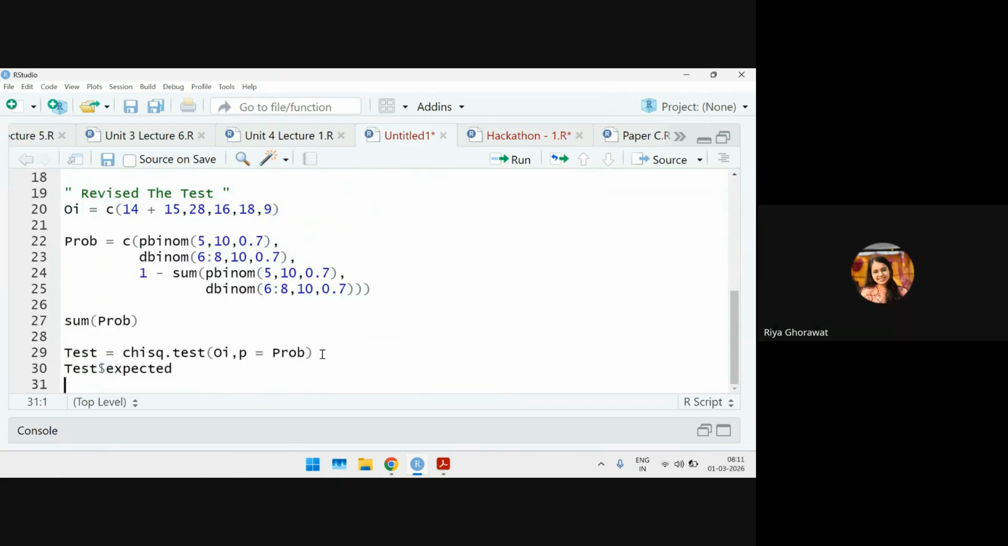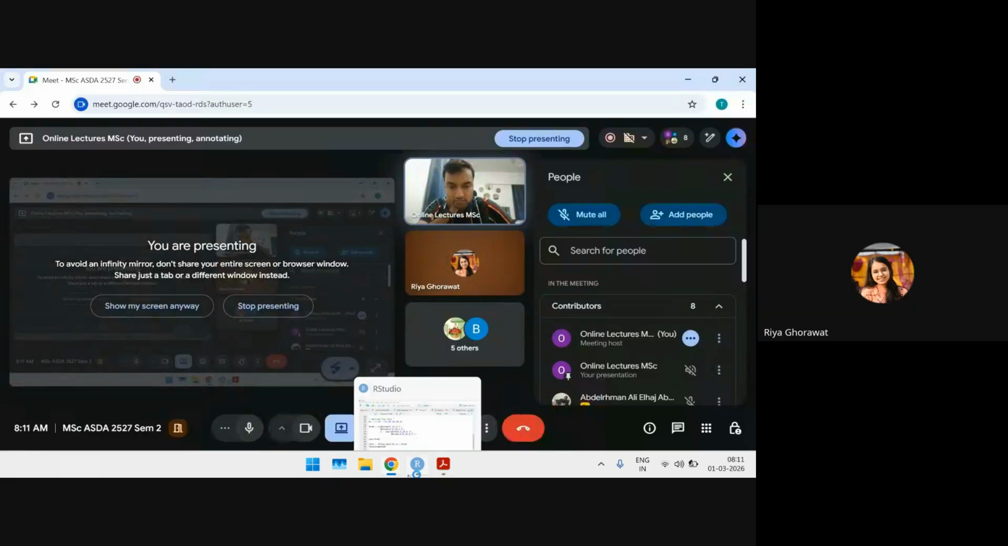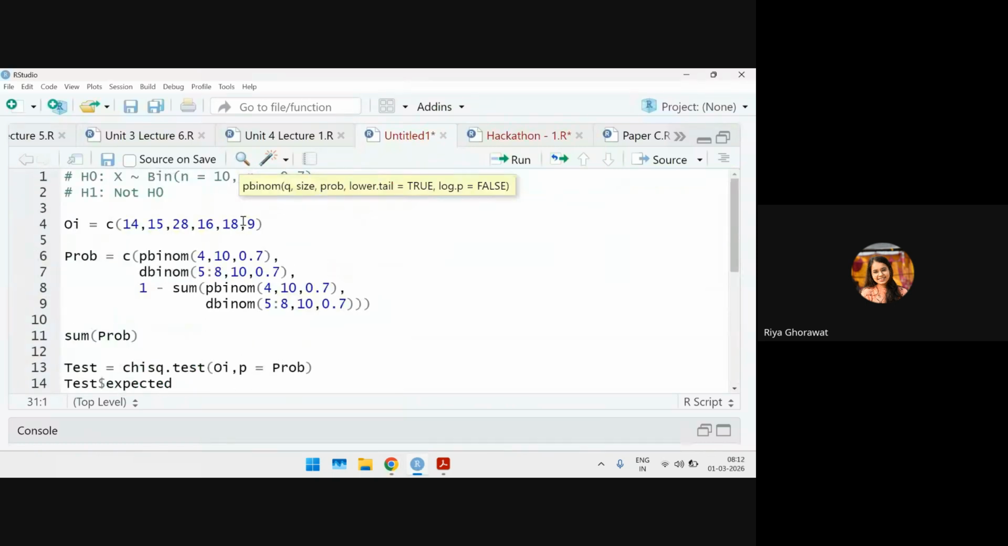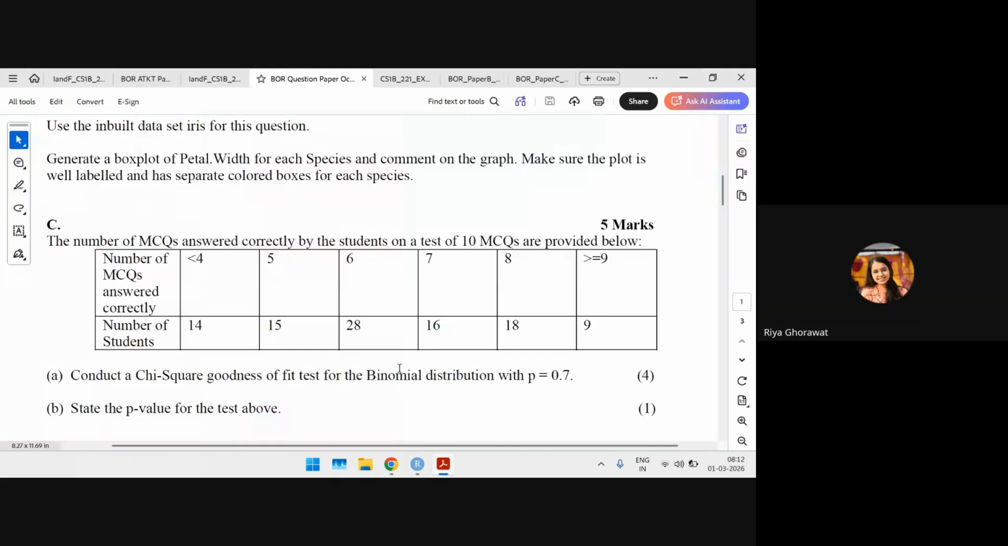Firstly, I understood the observed frequencies. So how do we go about the sample size? Okay, sample size in the sense.